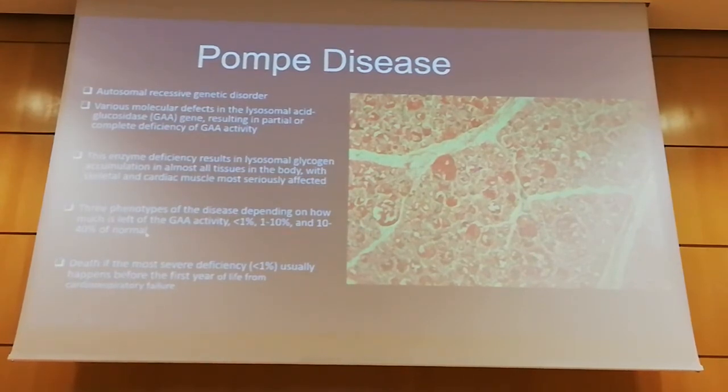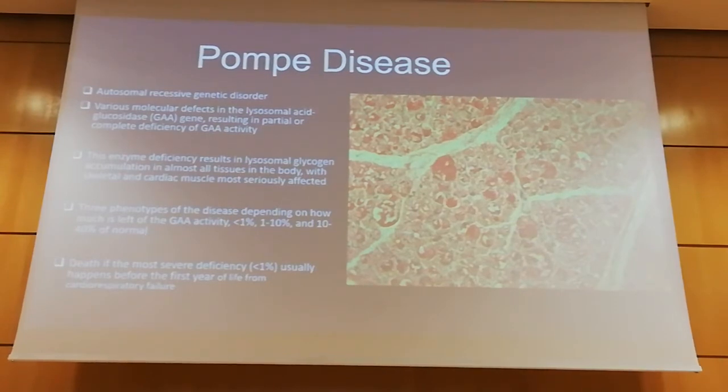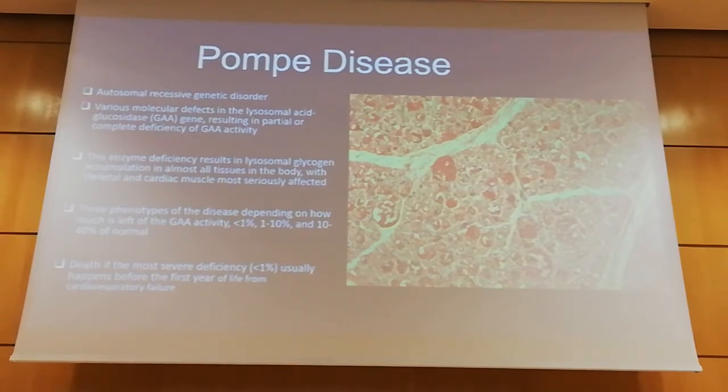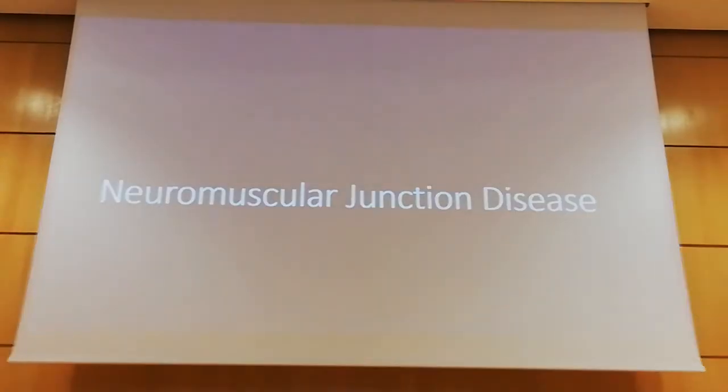The more that the enzyme is active, the less severe the symptoms are. And in those patients with less than 1%, death usually happens before the end of the first year of life as a result of cardiorespiratory failure. Why? Because this substance accumulates in the heart muscles and destroys the heart muscle. It also affects the respiratory muscles at the same time.